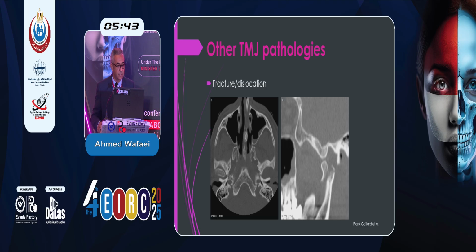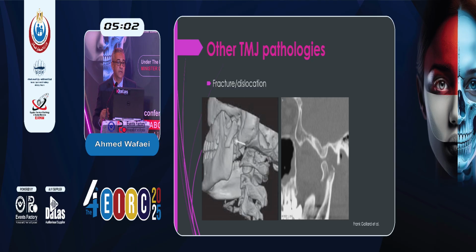Other TMJ pathologies include fracture dislocations. This is the importance of multi-detector CT, as I've said before. We should do a CT with very thin reconstruction in sagittal, coronal, and 3D. We can see that the head is displaced anteriorly, and there's a displaced fracture of the mandibular neck here. And in axial view, we can see an empty mandibular fossa. In comparison to the right side, here is the head, but here the head is absent due to anterior dislocation beneath the mandibular eminence.